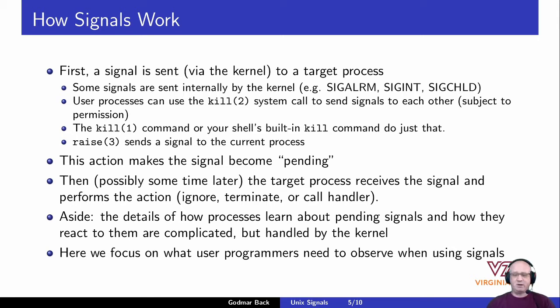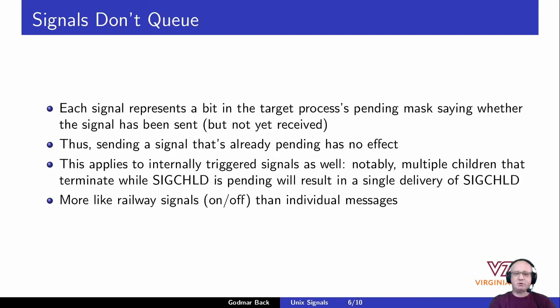In fact, large parts of the kernel, or at least the logic related to process management and scheduling, are devoted to signals. But here in this class, we're going to focus on those things that are important for programmers using signals. So I want to mention a few of them that, for better or for worse, we have to be aware of. The first one is a pesky issue, which is that signals don't queue.